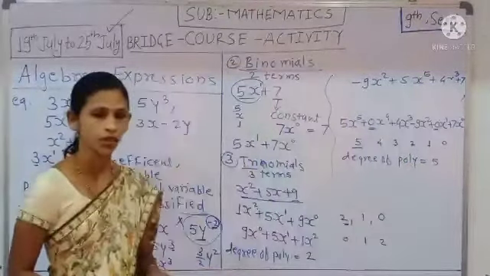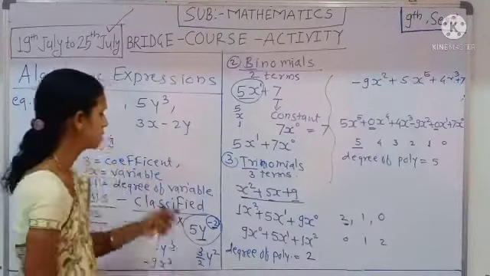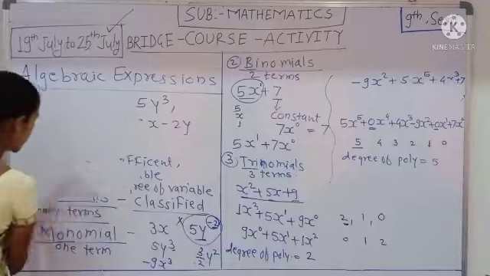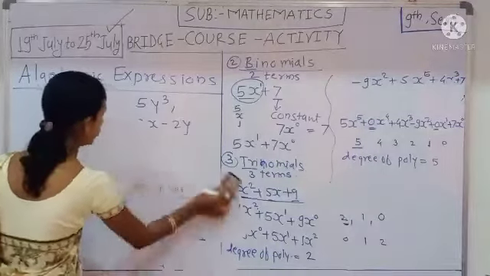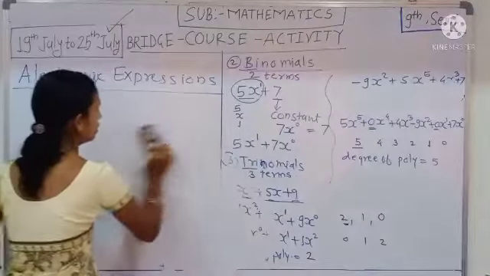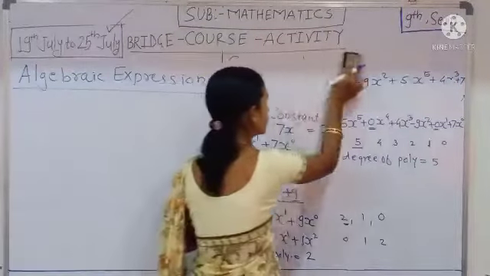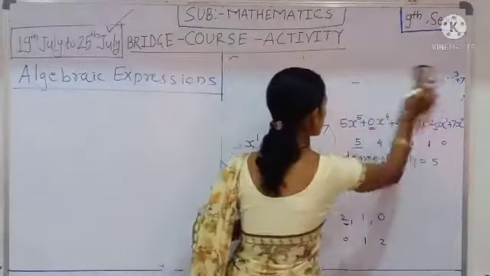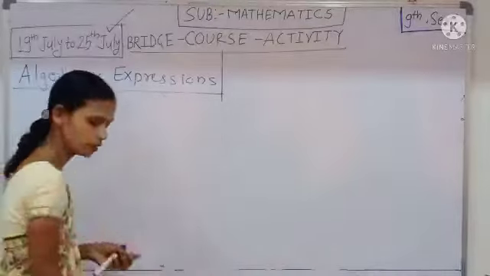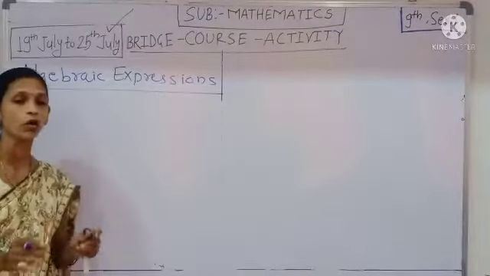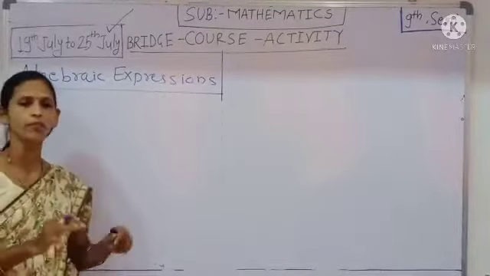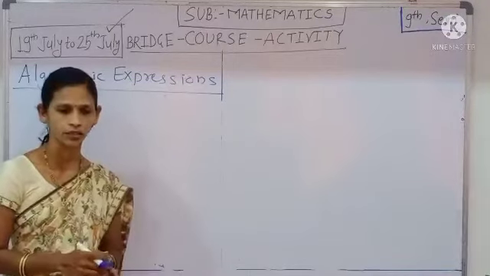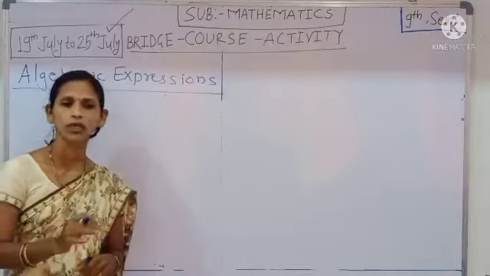That is about the types of different polynomials. Then we can do some operations on polynomials. Already we have studied the different operations that take place on a given polynomial. Addition, subtraction, multiplication and division of algebraic expressions and polynomials can take place. We will recall a few examples of addition, subtraction, multiplication and division of given polynomials.